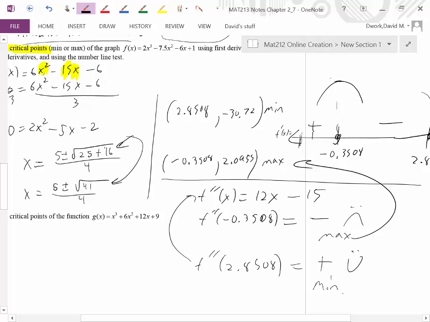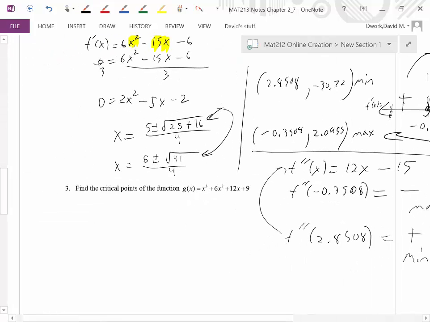We have now used second derivatives to test to see if we have maxes and mins. We used the first derivative number line to test to see if we have maxes and mins. We're making great progress. Okay, I hope that helped.